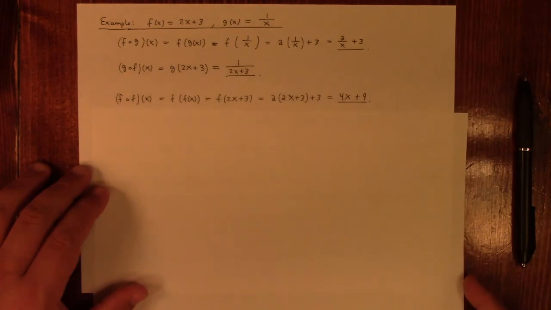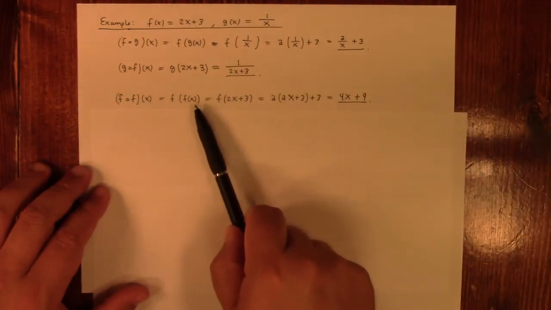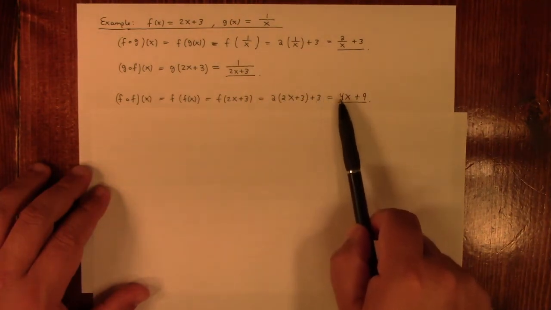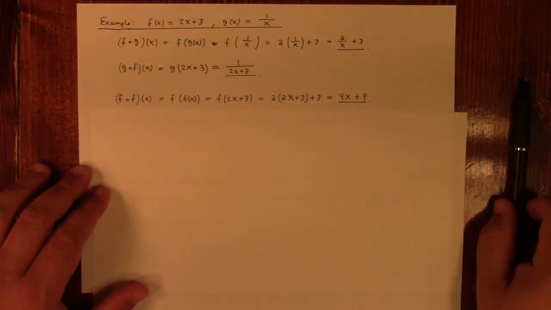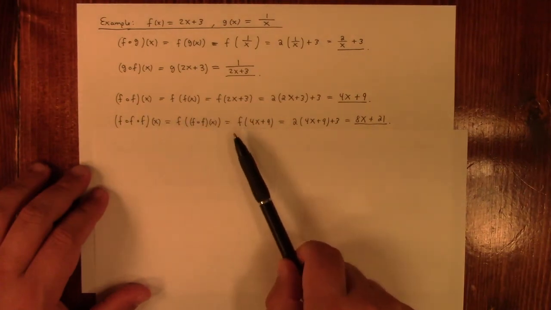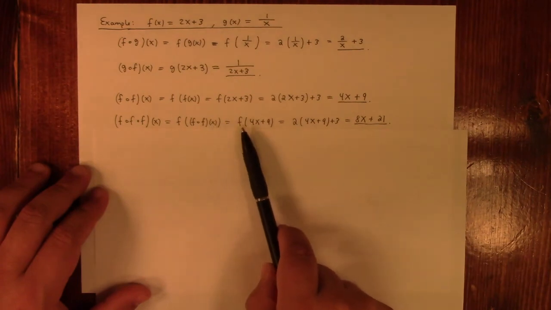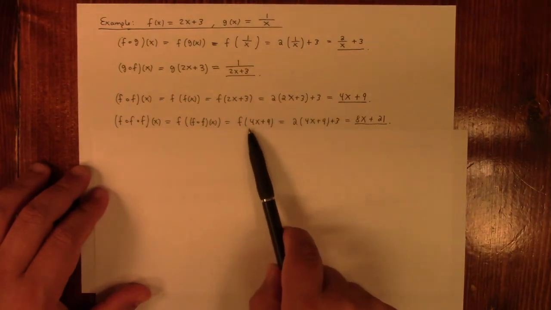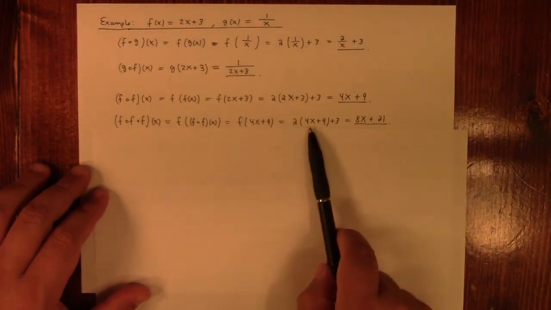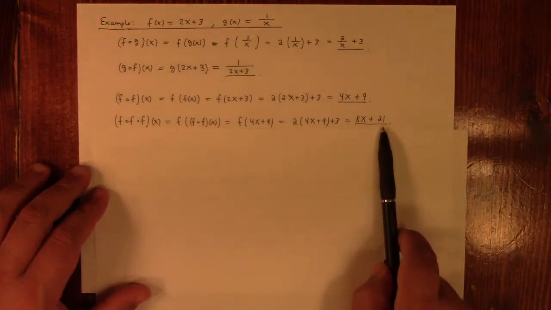So we could also calculate f composed with itself, f of f of x, which is f of 2x plus 3, which is 2 times 2x plus 3, plus 3, which is 4x plus 9. And this was so much fun, I thought, hey, I'll do it again. f composed with f composed with f of x. We already figured out that was 4x plus 9, so plug that in there. And then 2 times 4x plus 9 gives me 8x plus 18 plus 3, which is plus 21.